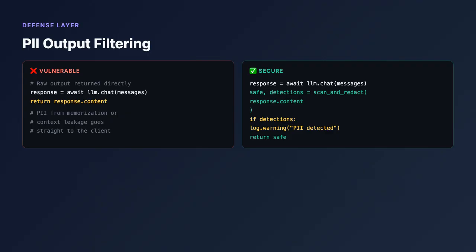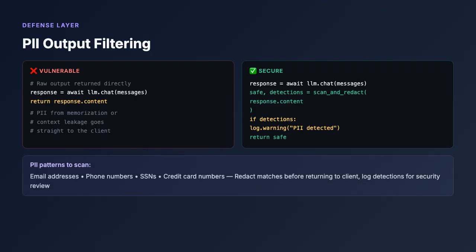Before returning the response, we run it through a scan and redact function that checks for email addresses, phone numbers, social security numbers, and credit card numbers. Detected PII is redacted before delivery, and the detection is logged as a security event. Importantly, we never log the raw content containing the PII. This output filtering layer is essential because it defends against both training data memorization and context window leakage simultaneously. No matter how PII ended up in the model's output, this layer catches it before it reaches the user.